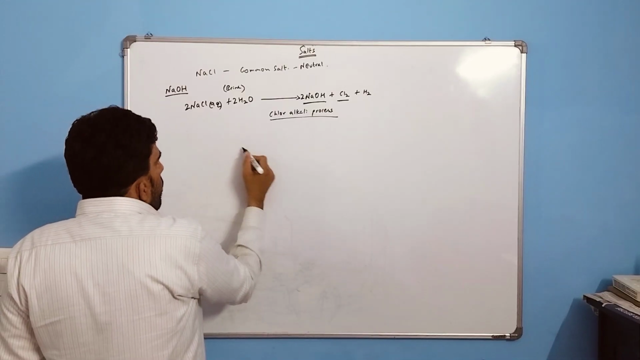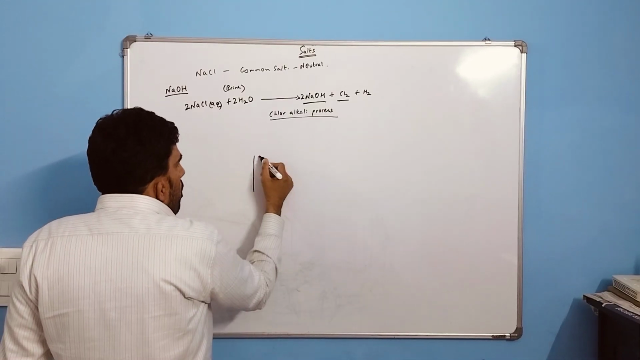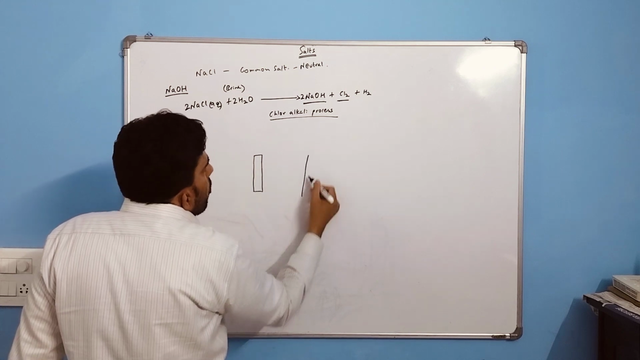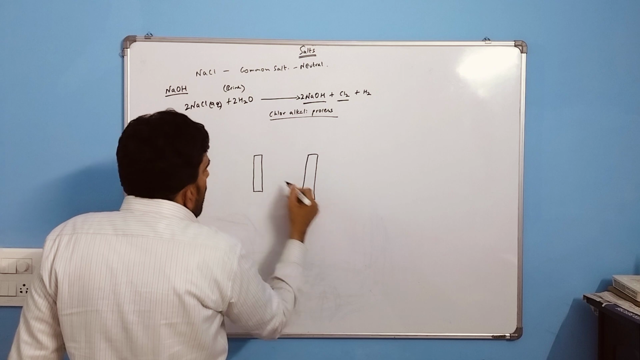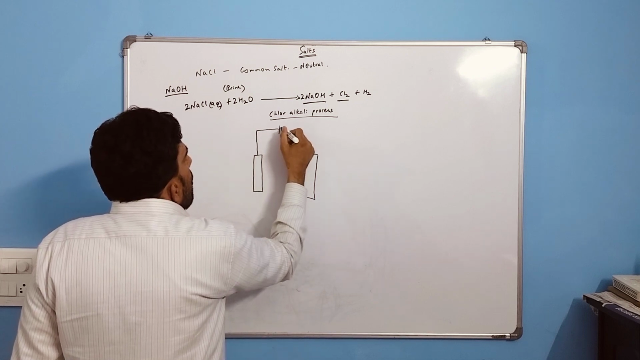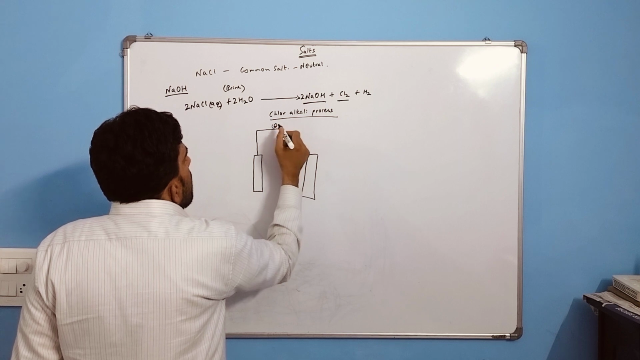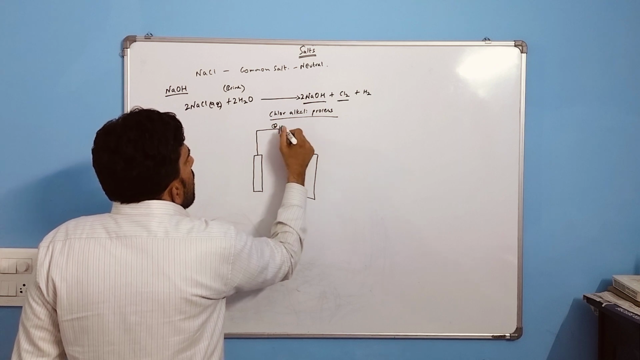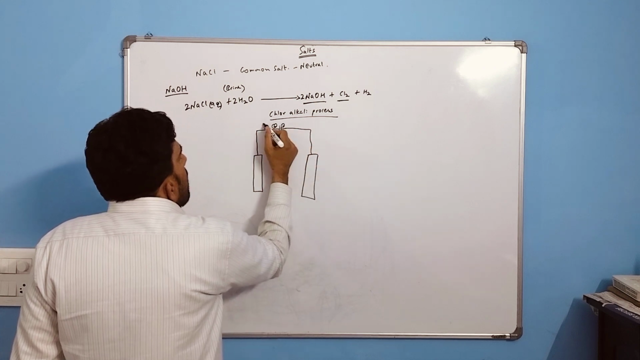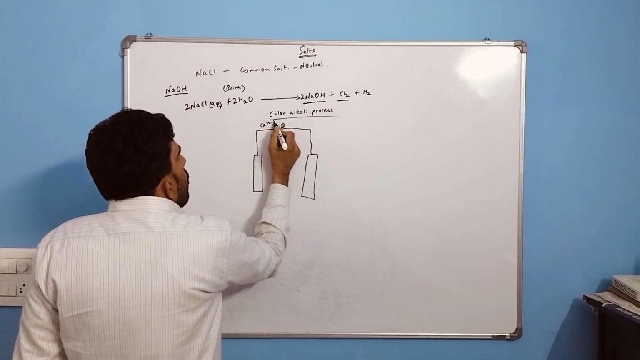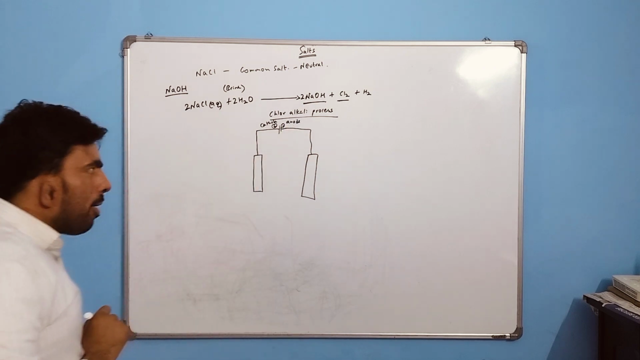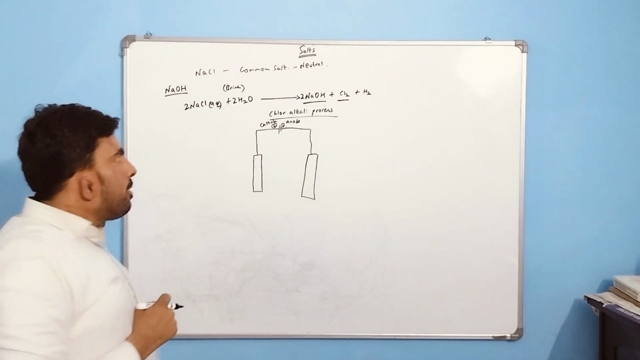If I try to make two electrodes, and connect them with a battery, here is positive and here is negative. So this is cathode and this is anode.